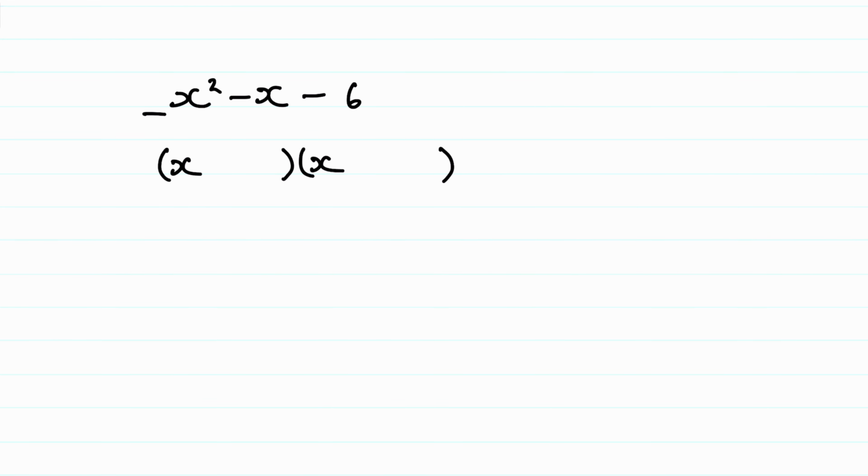Now, the common approach to these is you want to find two things that sum to whatever the coefficient of your x is, and that multiply to whatever your constant is, or your c, if you like. So in this case, we want two things that multiply to -6. So we could think of a -1 and a 6, or a 1 and a -6, or a 2 and a -3, or a -2 and a 3.